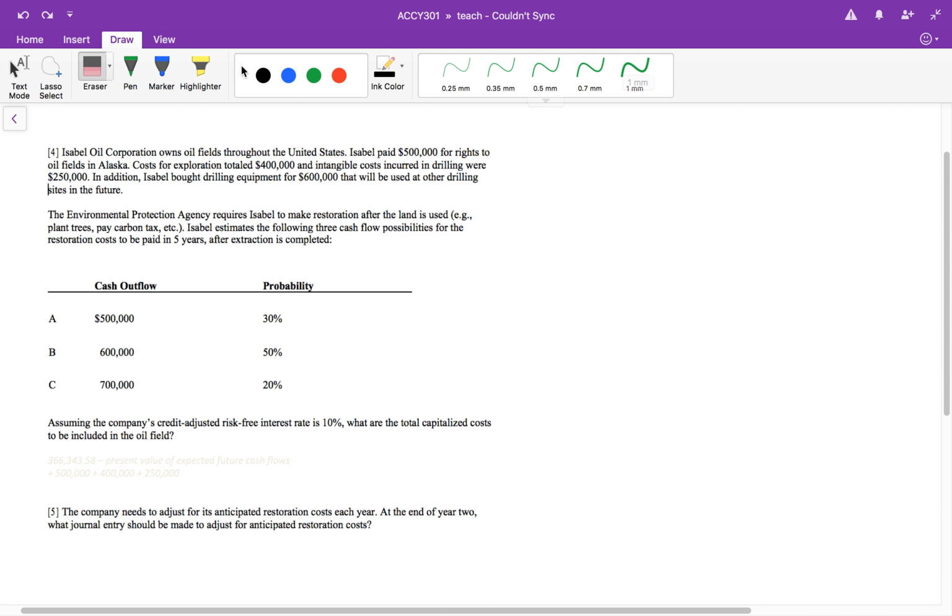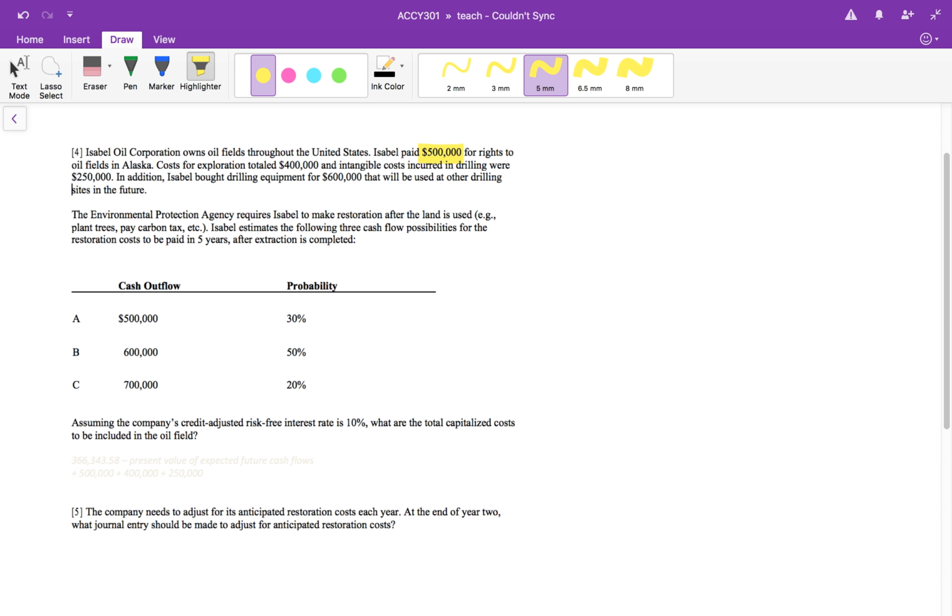Okay, so question 4 says, Isabel Oil Corporation owns oil fields throughout the United States. Isabel paid $500,000 for rights to oil fields in Alaska. Cost for exploration totaled $400,000, and intangible costs incurred in drilling were $250,000. In addition, Isabel bought drilling equipment for $600,000 that will be used at other drilling sites in the future. And the EPA requires Isabel to make restoration costs.